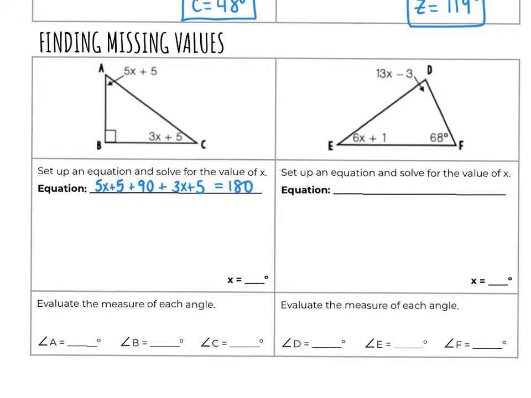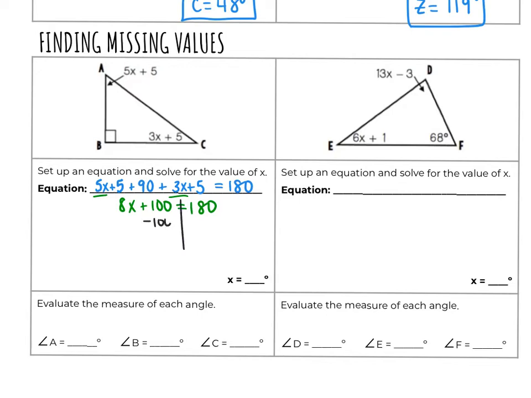Now, that looks really messy, so what I can do is combine like terms to simplify. I have a 5x and a 3x, which would combine to 8x. I have 5 plus 90 plus 5, which would combine to 100. So either of those are great equations. They're the same, just one simplified. Now that I've combined everything together, I have it equal to 180. I can solve for x.